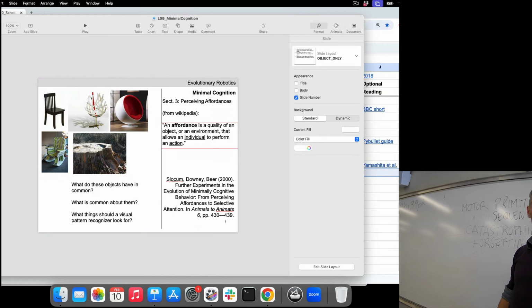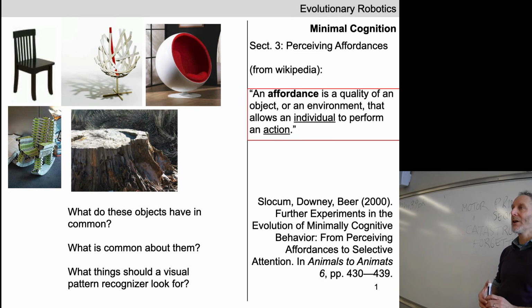In the minimal cognition experiments, we're going to look at 4 building blocks of intelligence. One of them is known as perceiving affordances. This is something that we do all the time, but you may not be aware that you're doing it. If you look at the 5 objects that you see here, what do they all have in common?